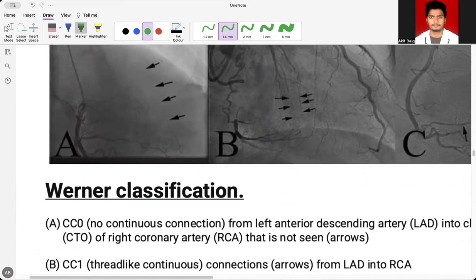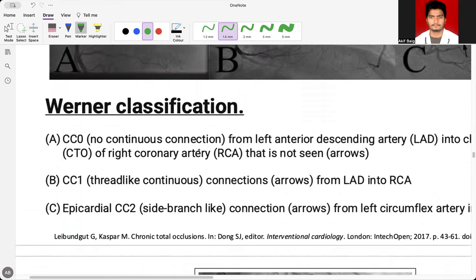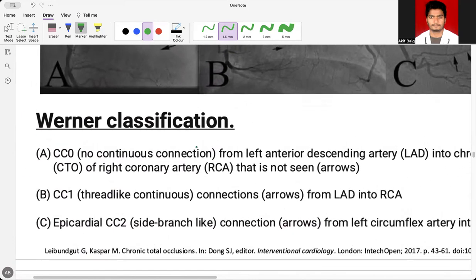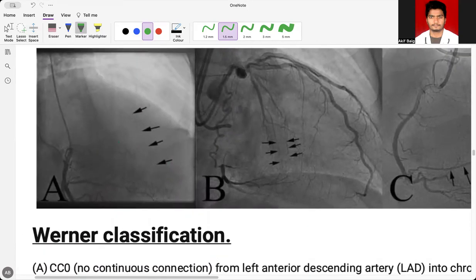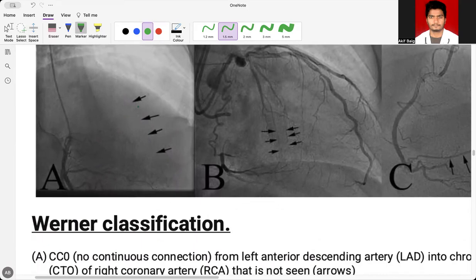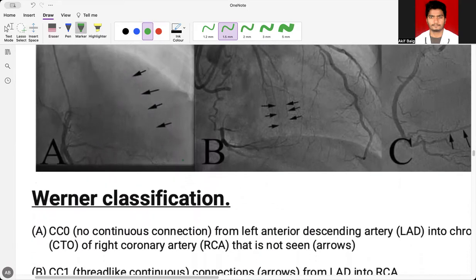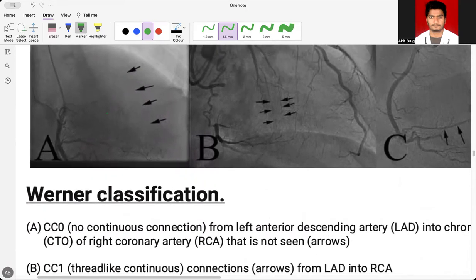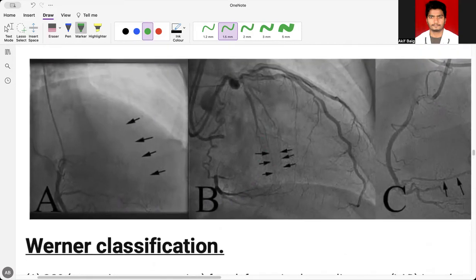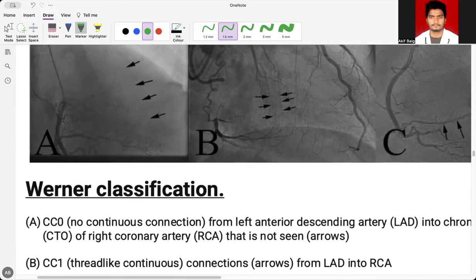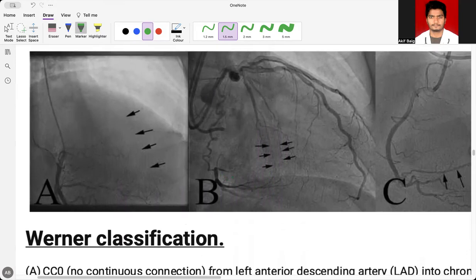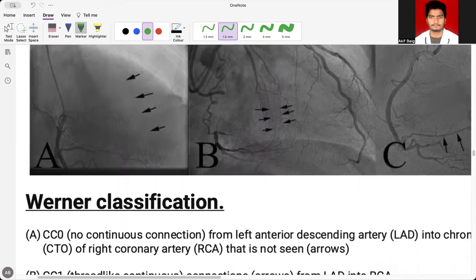When we talk about the Werner classification, it is classified into CC0, 1, and 2. CC0 means no continuous connection from the LAD to the RCA, as LAD itself is not visible. Only thin, minimal collaterals are visible here. CC1 is thread-like connections. You can see thread-like connections between the LAD and the RCA, and this filling of the RCA is coming from the LAD.